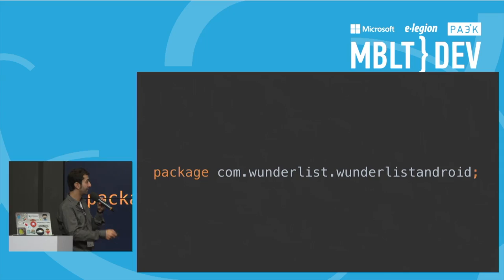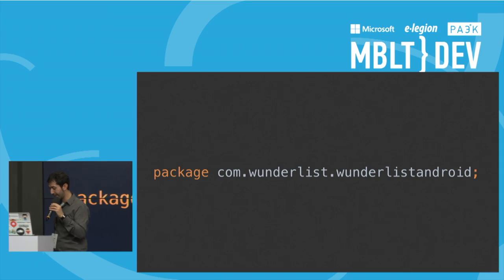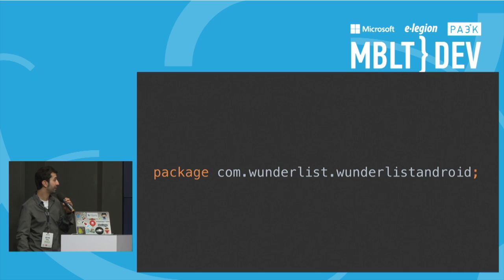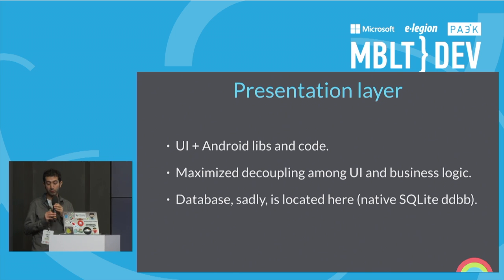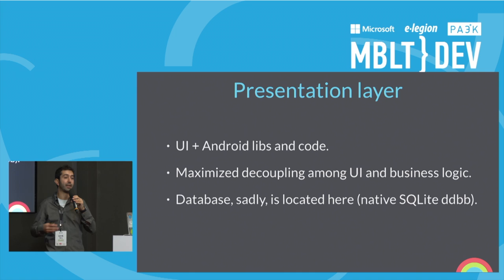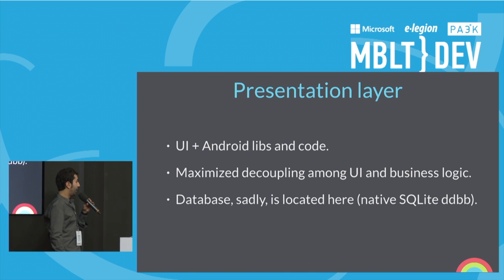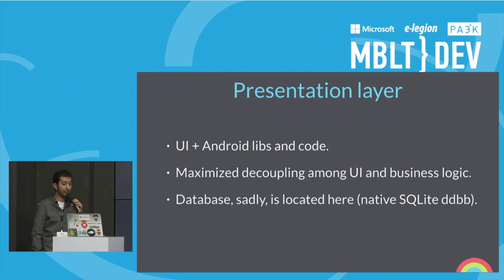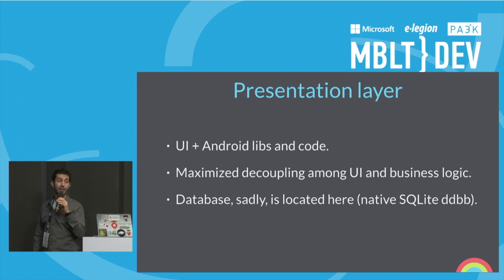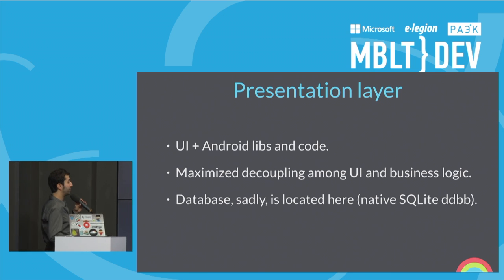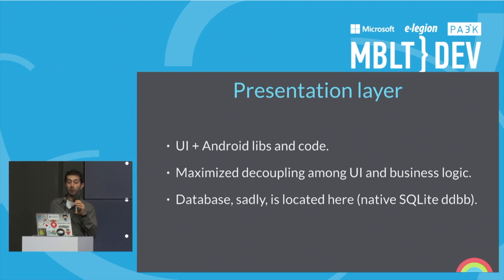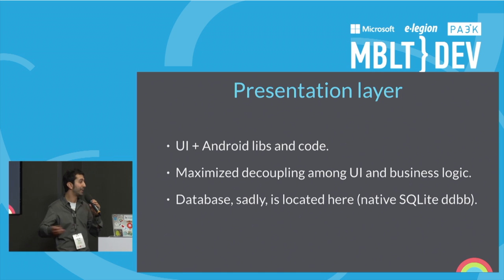And now we go to the last layer, that is the Android layer, the presentation layer. This is the only pure Android thingy. So we have here the UI, and Android lives and code. We could say that this is the pure Android module, like a pure Android app, no? We try to maximize decoupling between UI and business logic. So we try that our activities don't have a lot of business logic there, because at the end it's bad. But sometimes we have it.